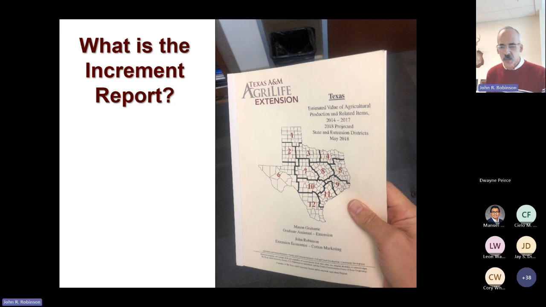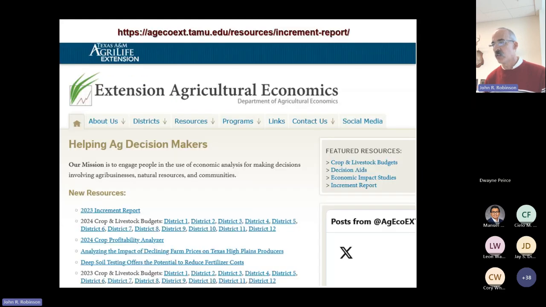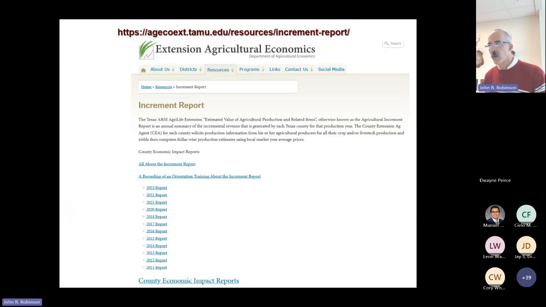And then we got out of the book business for various reasons, not the least of which was I got a printing bill one time that was unexpected. So now it's a report that lives online. The books are PDF files, and they live online. They've always been at the Ag Eco Extension website, which is this URL up at the top here. Under the resources menu, you can find the increment report page. You can also go straight to it by hitting that hot link or that hot link. And if you do that, you'll get to the increment reports subpage of the Ag Eco Extension website.